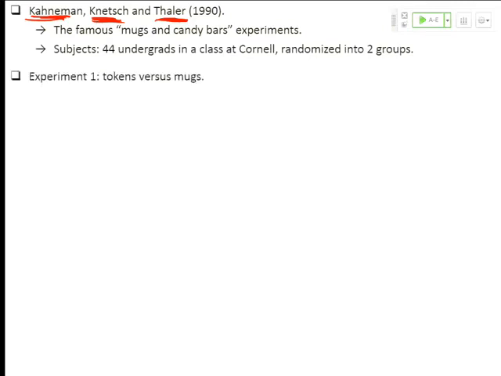In the first experiment, they did tokens versus money. This happens in a lot of experimental settings. I'm going to give you these little plastic or metal or paper tokens, and then I'm going to ask you your willingness to trade them.